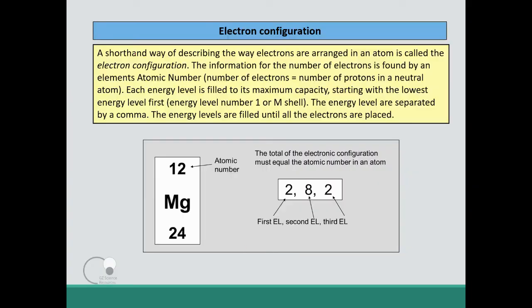The electron configuration, or the electron arrangement, is a shorthand way of describing how the negative electrons are arranged in an atom. Each energy level is filled to its maximum capacity, starting with the lowest energy level first, and we separate them by a comma. For example, magnesium has an atomic number of 12, so it's going to have 12 protons and 12 electrons in the element. The first energy level is 2, then 8, and then to make it up to 12, we add 2 on the end, and that one there is the valence electrons on the outside.